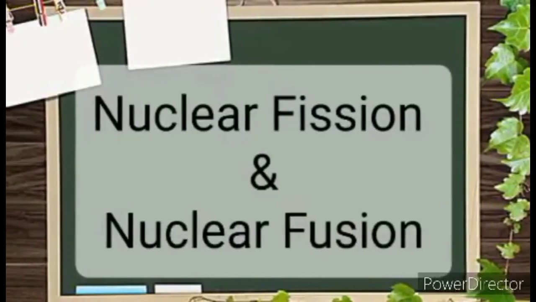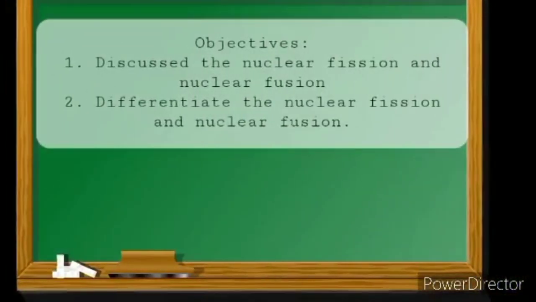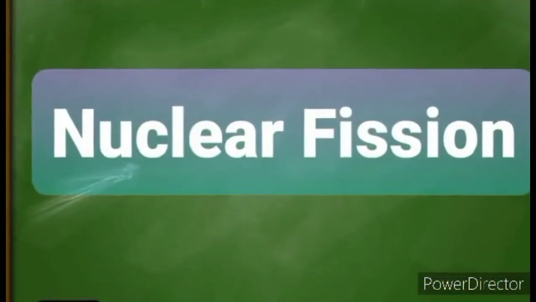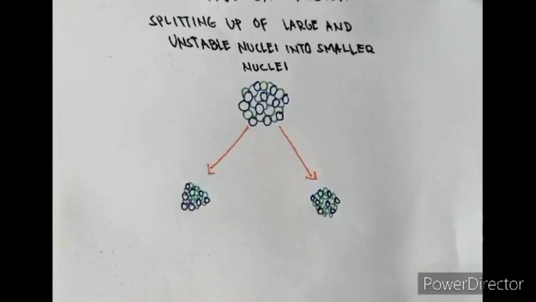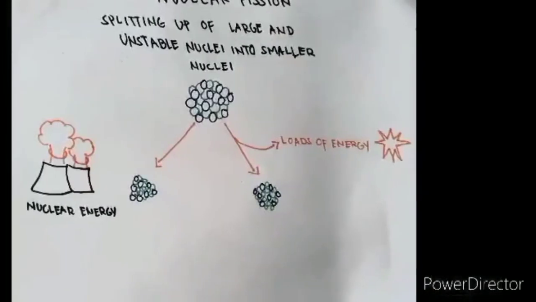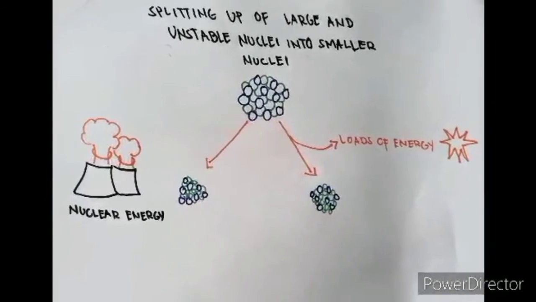Hello everyone, in this video we will talk about nuclear fission and nuclear fusion. So let's get started. Nuclear fission is the splitting up of a large, unstable nucleus into smaller nuclei. At the same time, it releases loads of energy, which is how we get all of our nuclear energy here on Earth.